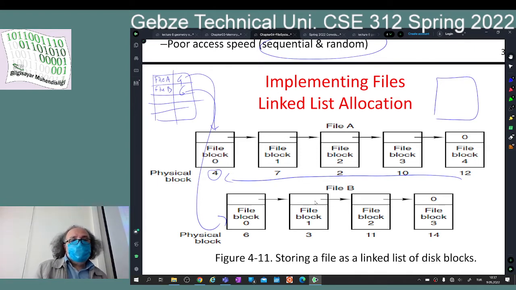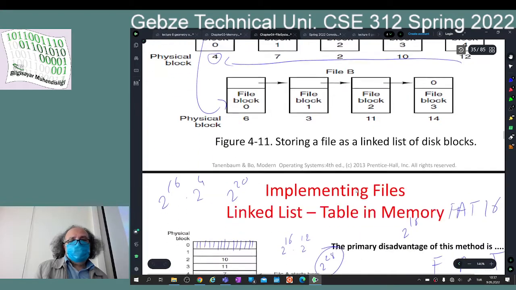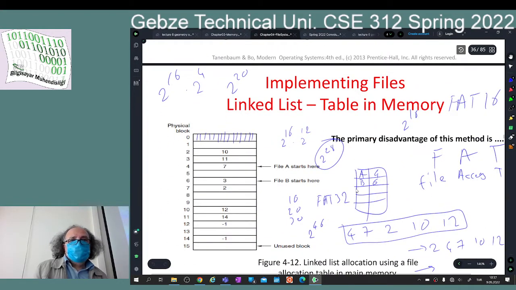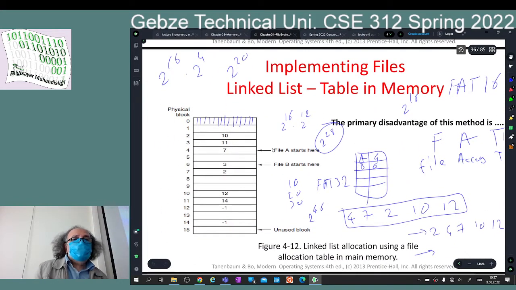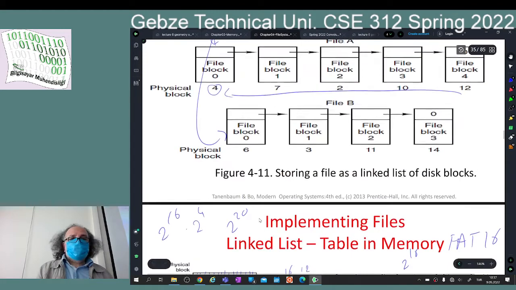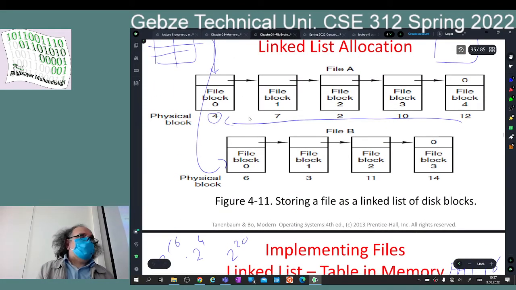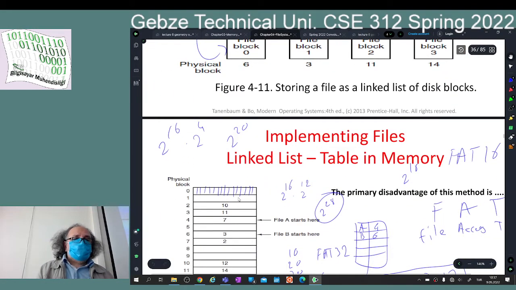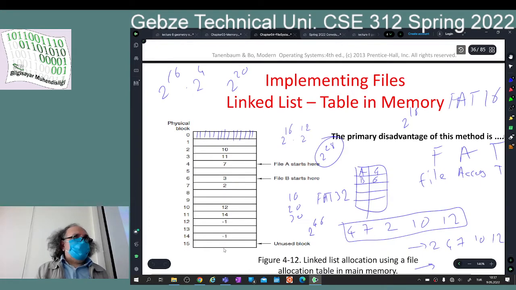So what are you gonna do? We said that maybe keep this linked list in the memory. Then you have invented this file allocation table mechanism, FAT mechanism. If you keep this table in the memory, that's good. You don't have to traverse all the nodes on the disk one by one, because you are doing the traversal in your memory, and memory is thousands of, sometimes millions of times faster than your disk.